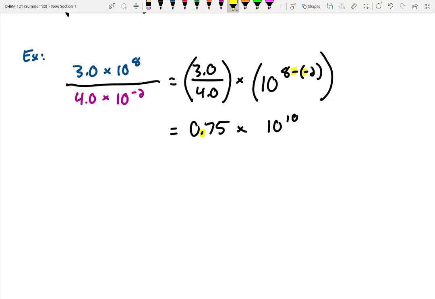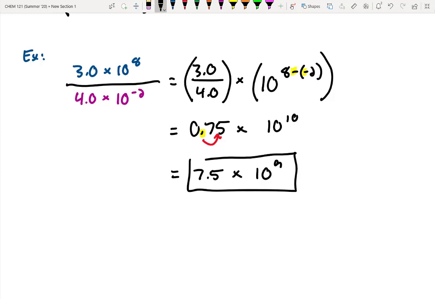So what we need to do is move this decimal point over here. If you can see, we're dealing with a number less than 1, which means that this number, instead of rising, is actually going to drop because we're dealing with a small number. So let's go ahead and fix that. This would now be 7.5. And because we moved that decimal one spot to the right, the exponent will drop one value, and this will be 10 to the 9th.